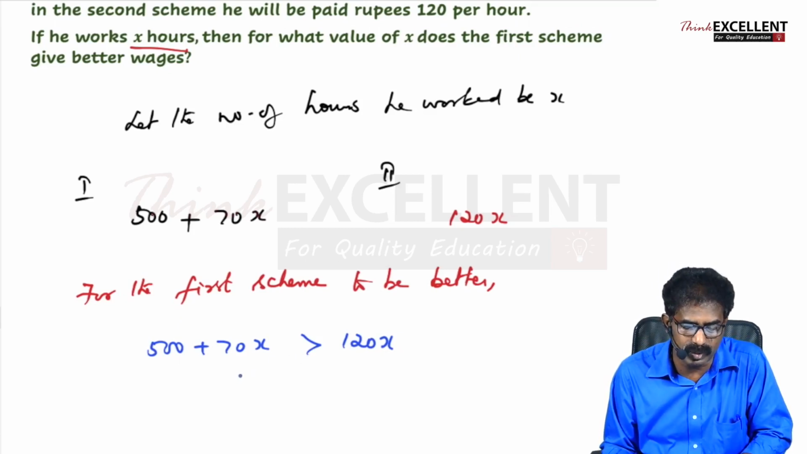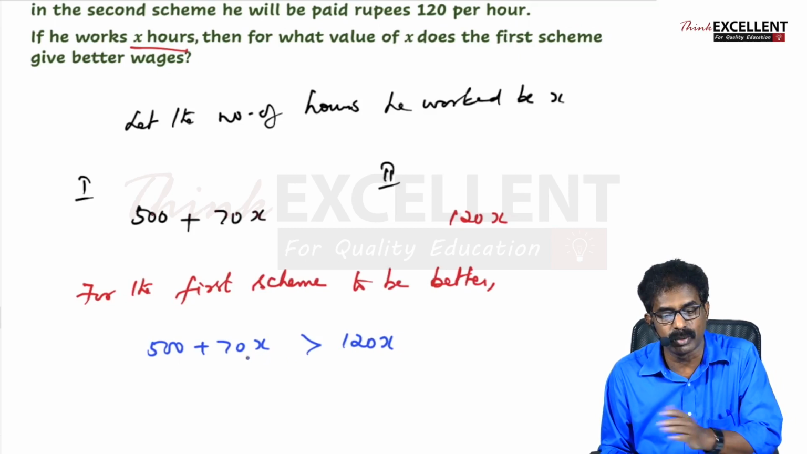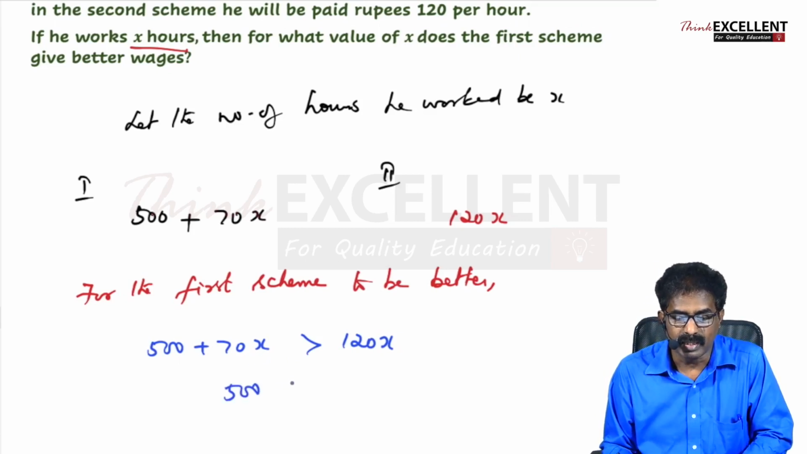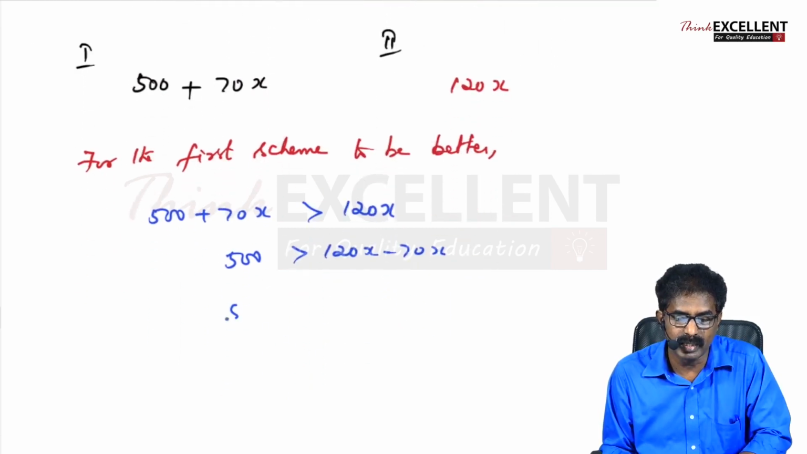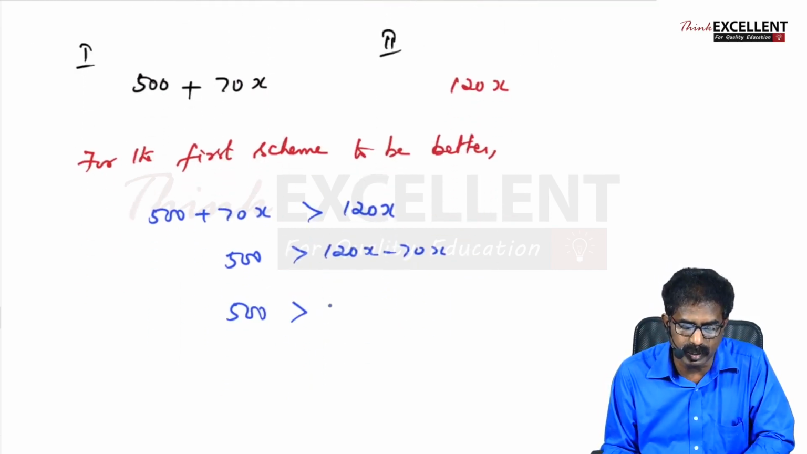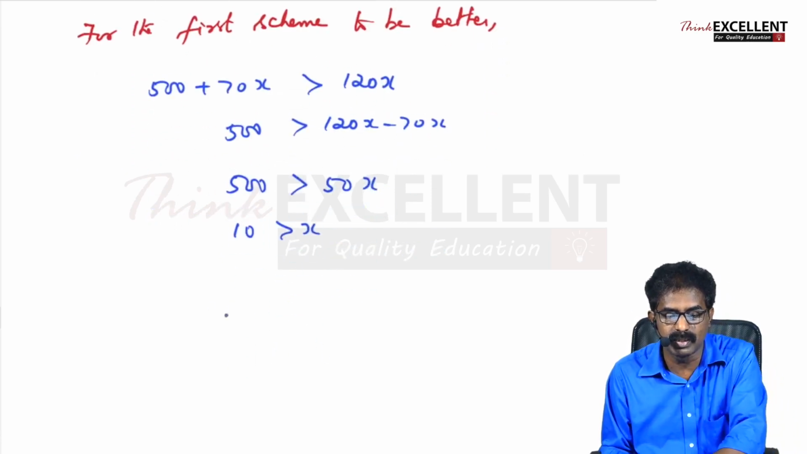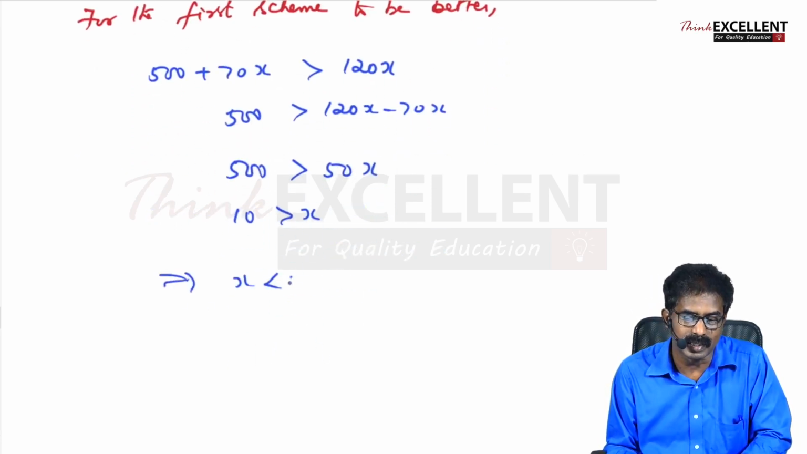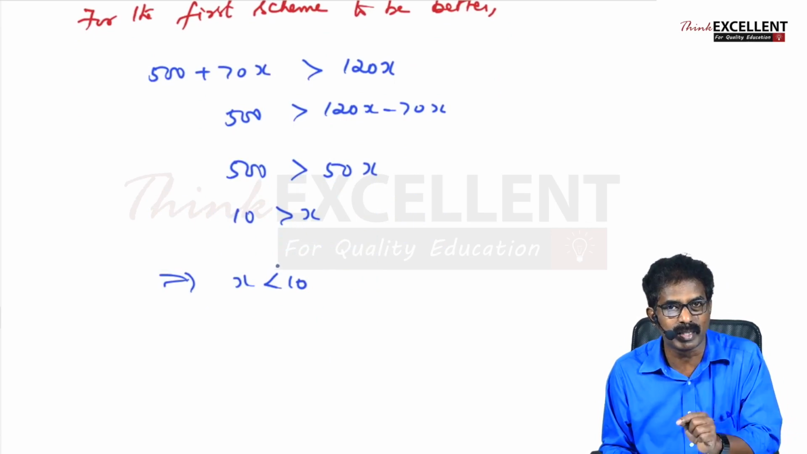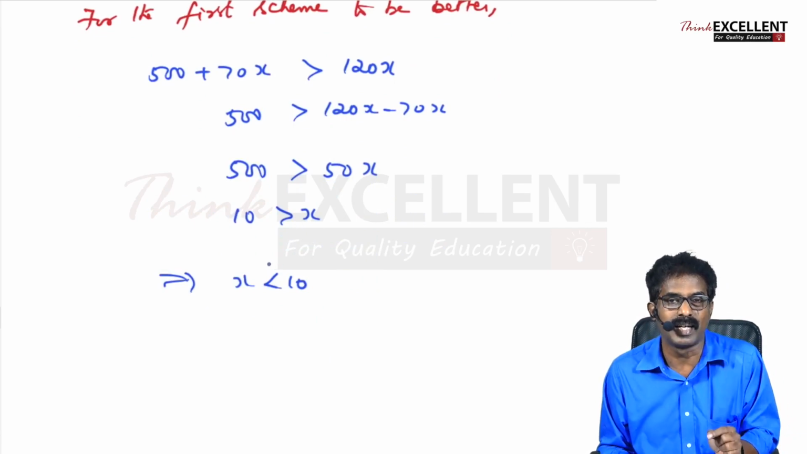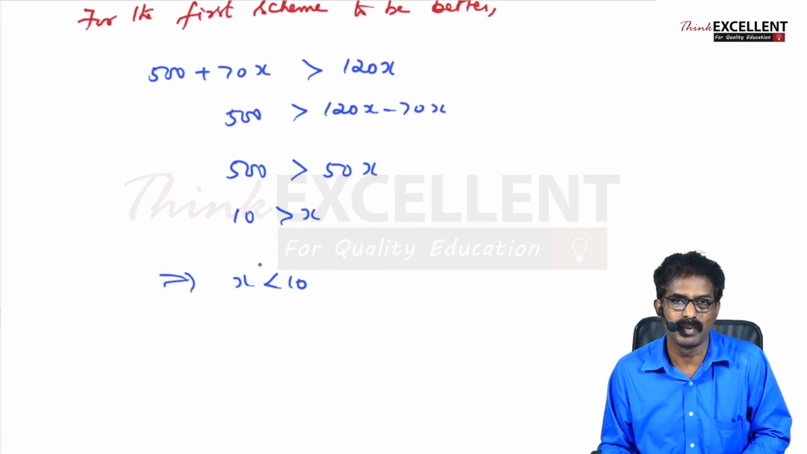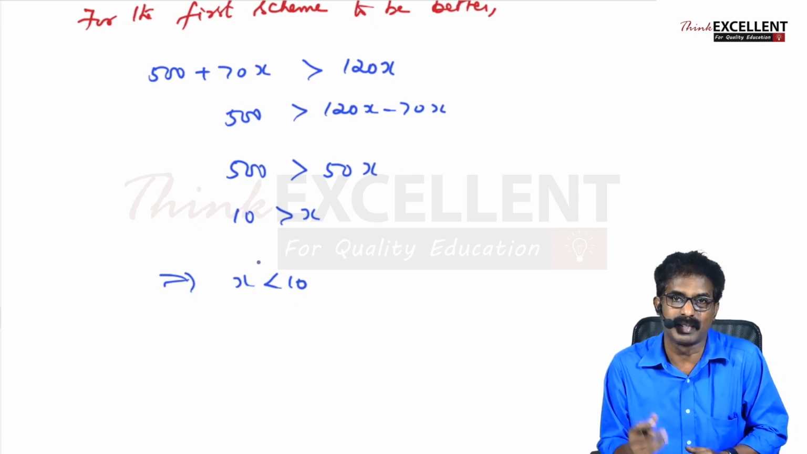So now we try to solve it. What I can do is take 70x to the right side. So 500 is greater than 120x minus 70x. So 500 is greater than 50x, right? Cancel by 50, so 10 is greater than x. You reverse it: x is less than 10. What's the meaning of that? If you work less than 10 hours, the first scheme is better. If you work more than 10 hours, the second scheme will be better.